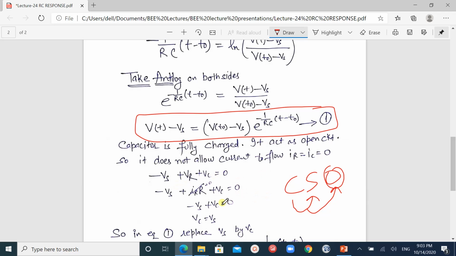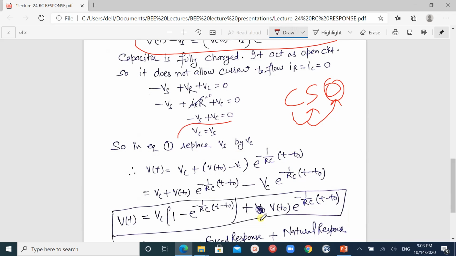So the equation will become minus Vs plus VR plus Vc is equal to 0. And when we put VR is equal to IR into R, the voltage drop across the resistance, IR is equal to 0, so this value is 0. So it will become minus Vs plus Vc is equal to 0, or Vc is equal to Vs. We can say that the voltage across the capacitor is equal to the supply voltage. Meaning when the capacitor is fully charged, the voltage shown by the capacitor is Vc is equal to Vs.